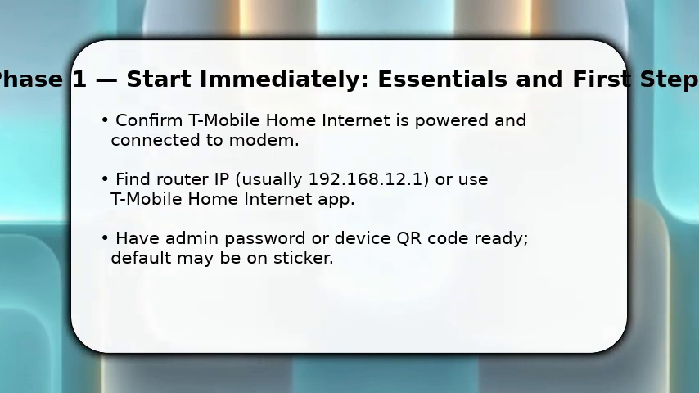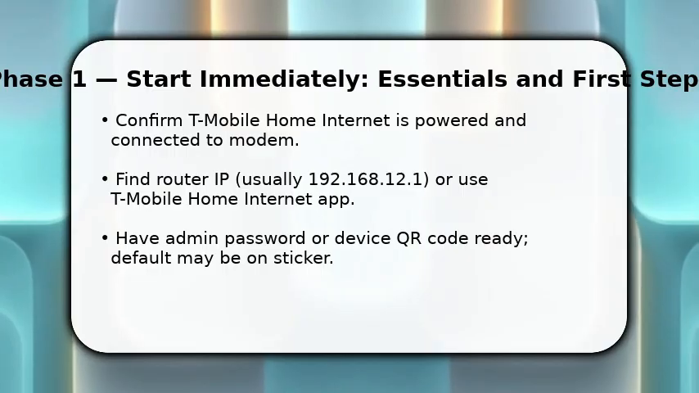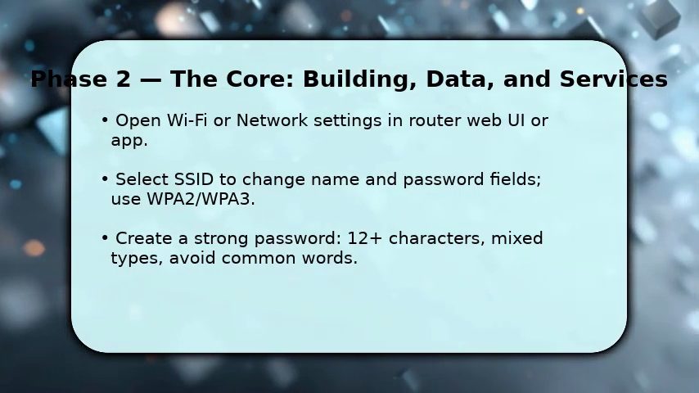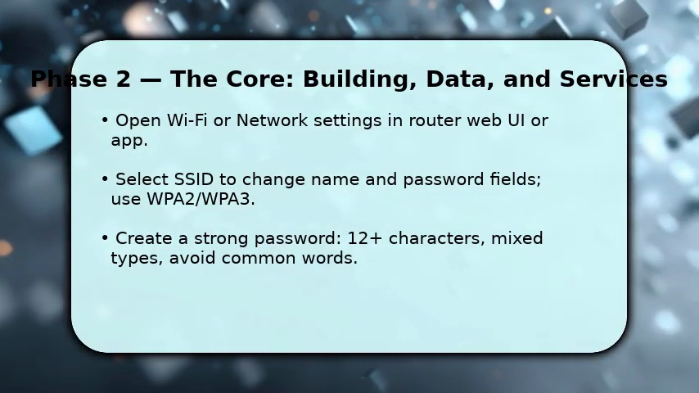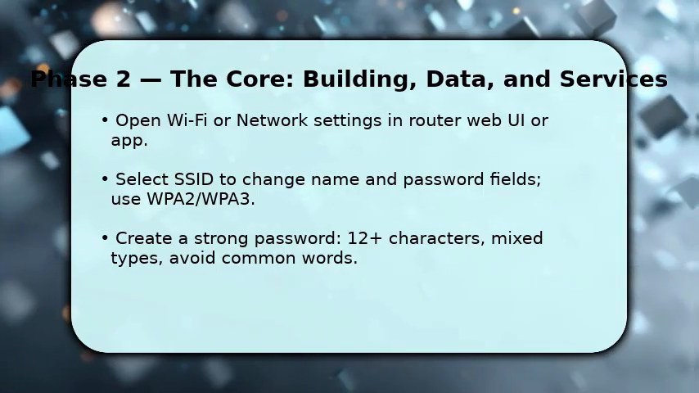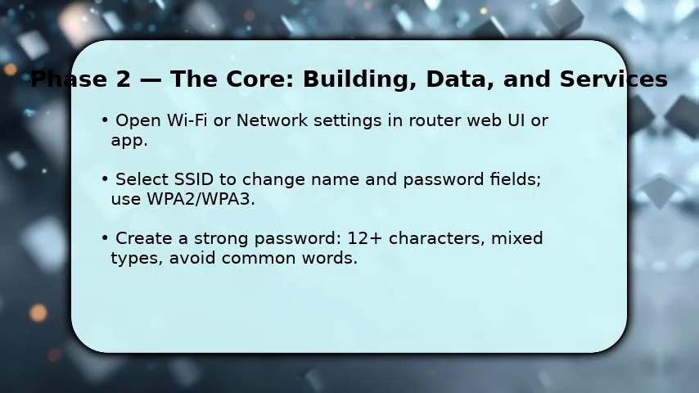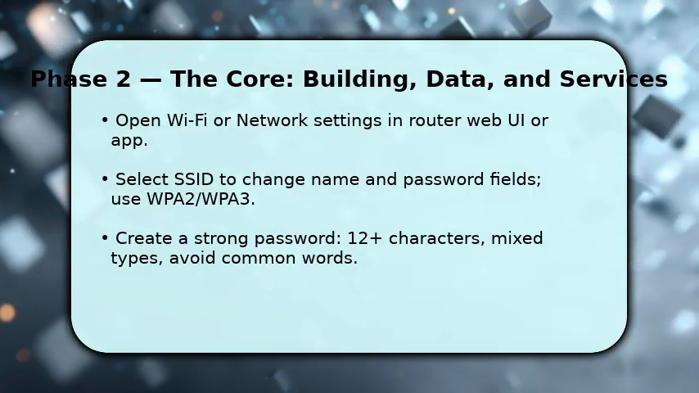Once logged in, navigate to wireless or network settings. The label varies between Web UI and app. Find the SSID and password fields under 2.4 GHz and 5 GHz. Change both if you run dual band for consistent access.